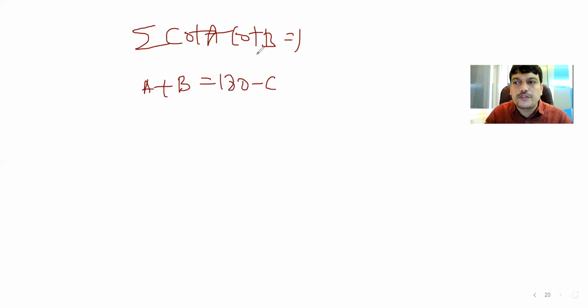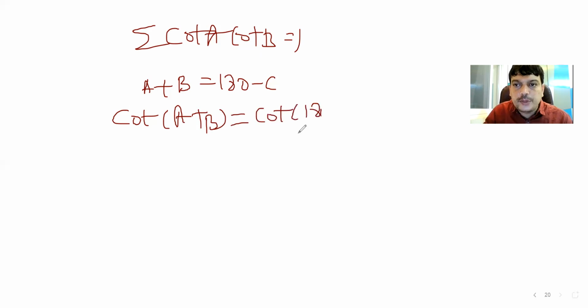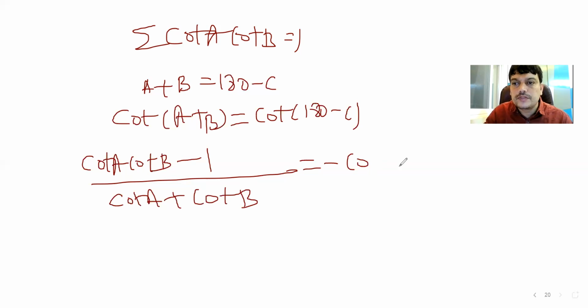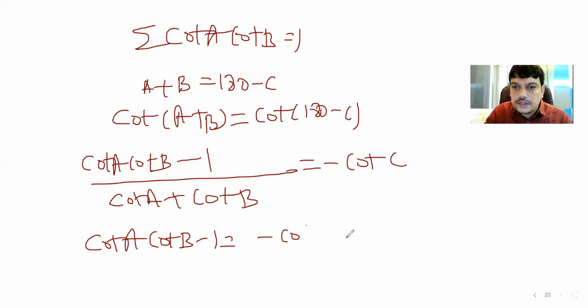Since you need a result in terms of cot, apply cot on both sides. So you get cot of a plus b equal to cot of 180 minus c. Left hand side, you can expand with the cot a plus b formula, so you get cot a cot b minus 1 divided by cot a plus cot b. On the other side, cot of 180 minus c is minus cot c, because 180 minus c is in the second quadrant so cot is negative, and the function doesn't change for 180, so we get cot c. Now cross multiplying, we get cot a cot b minus 1 equals minus cot a cot c minus cot b cot c.